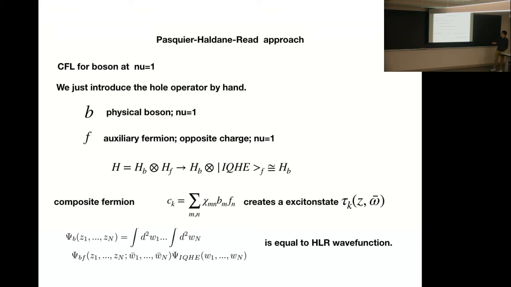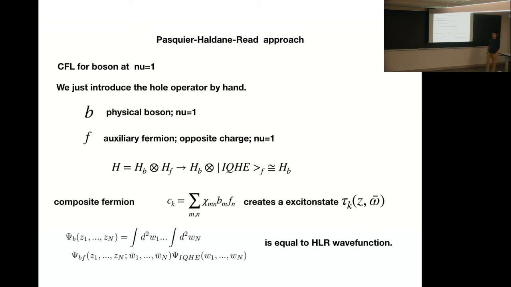I will not go through the details. The important thing is, with B and F, you can have some fermion operators, and with these operators, they can form a Fermi surface. And they can write down a wave function in terms of B and F. This wave function has two different types of coordinates. One is Z, one is W. Z is the coordinate of B, that's the physical coordinate. And you also have W. W is the coordinate of this auxiliary fermion F. But now you need to project this F to form a trivial state, to form the integer quantum Hall state.